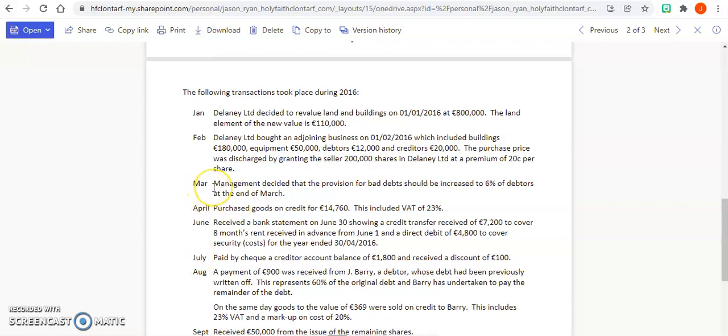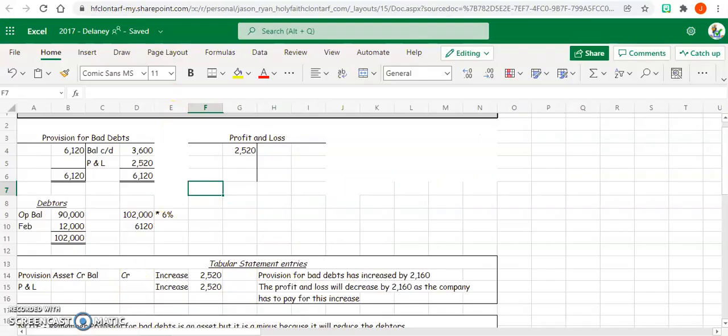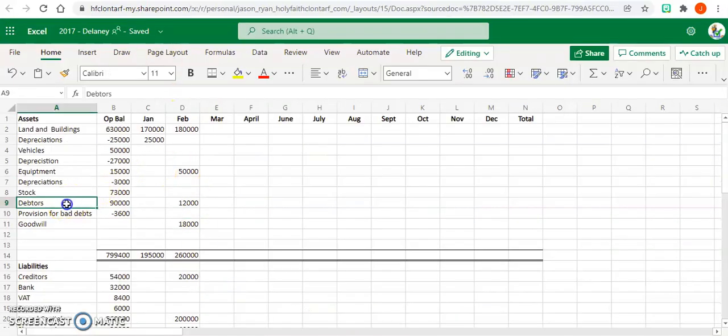Okay, so let's have a look at March for Delaney 2017. So management decided that the provision for bad debts should be increased to 6% of debtors at the end of March. So we'll go and have a look at our tabular statements. So our debtors are 90,000. We also have an extra 12,000 in February. So our debtors have increased. So we have to add 90,000 and 12,000 together to get our new debtors figure.